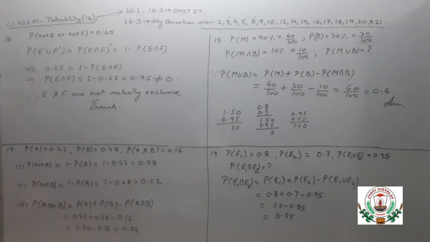Question number 17. Probability of A, probability of B and probability of A and B are given to you. You have to calculate probability of not A, not B and A or B. As we know, probability of not A is equal to 1 minus probability of A. So 1 minus 0.42 will give you 0.58. Probability of not B is given by 1 minus probability of B. So 1 minus 0.48 equals 0.52. Probability of A or B by the formula: probability of A plus probability of B minus probability of A intersection B. After simplification, the answer is 0.74.